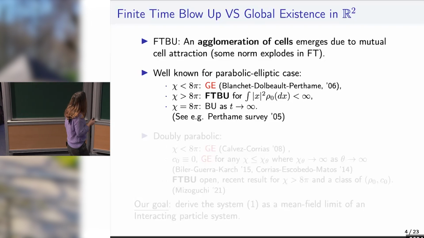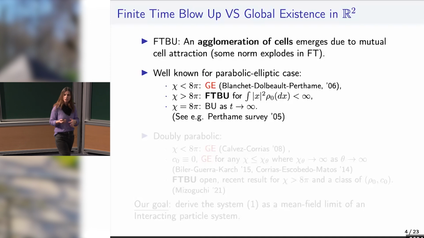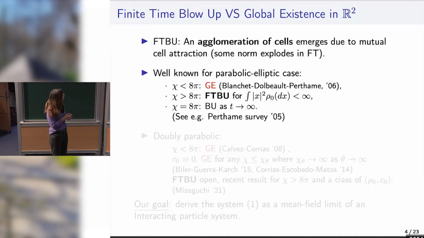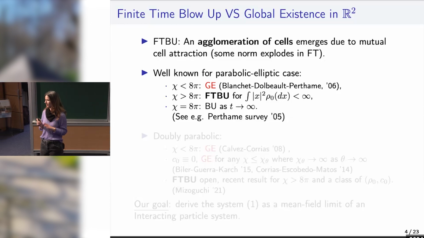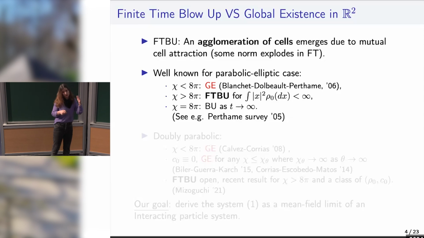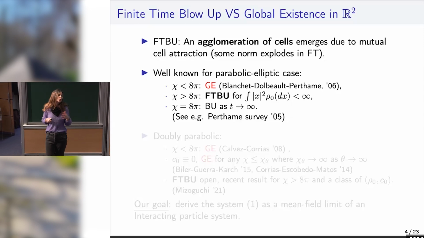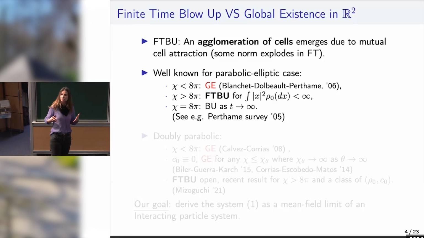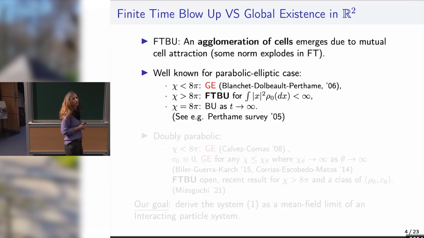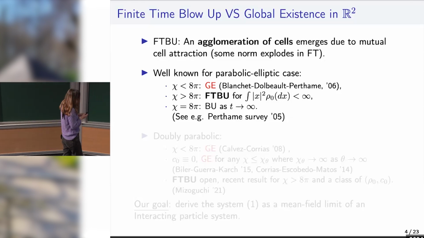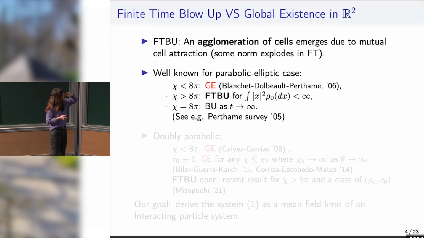But if your strength of attraction, so the sensitivity, is small, then you have global existence and there is no blow up. OK, but if the strength of attraction is large, then you will have explosion in finite time. So you will have some kind of agglomeration. Okay, so that's in the case of parabolic elliptic.